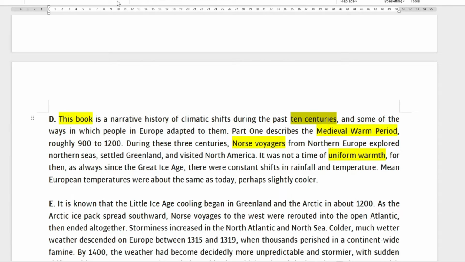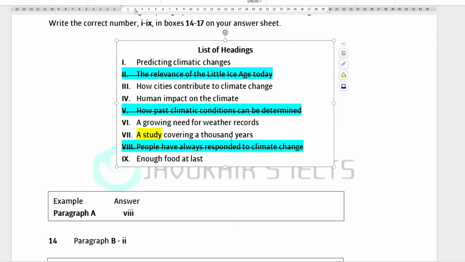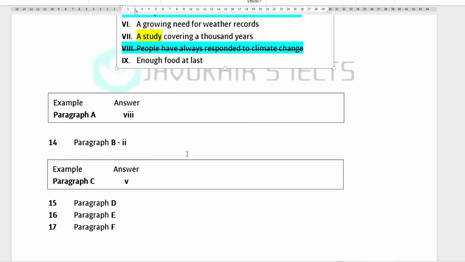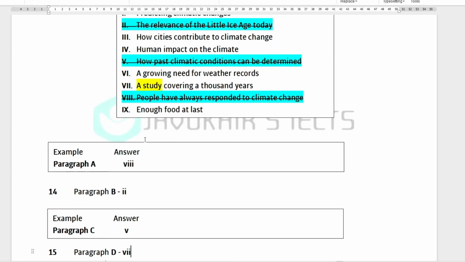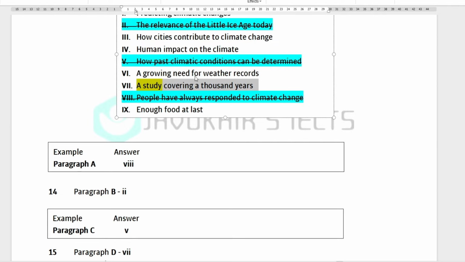A narrative history of climatic shifts, a study covering thousands of years. Of course, that should be obvious. So we want to take that as well, highlight it and remove it.